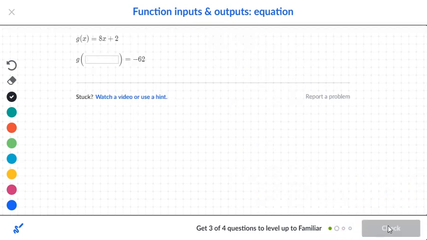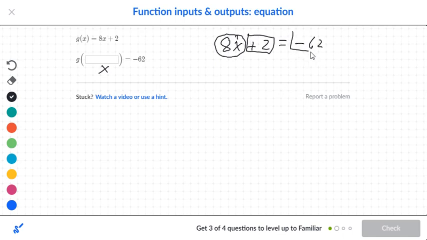Okay, next problem. Again, basically you can do the same thing as what we did before. Technically these two parts are equal to g of x. So you can make an equation: take 8x plus 2 and set that equal to negative 62. Now you just want to solve for x, and that would be your answer. So we'll circle our letters, box our numbers. We're going to subtract 2, so every box will get a negative 2.